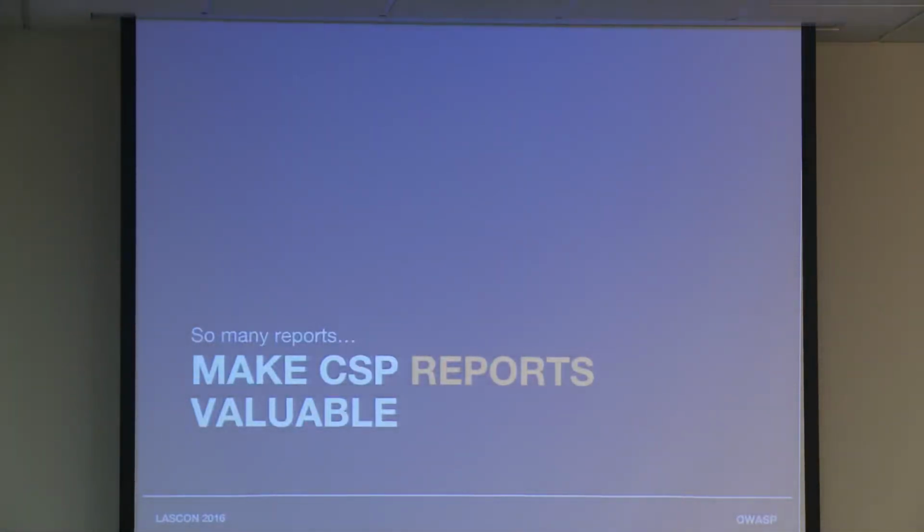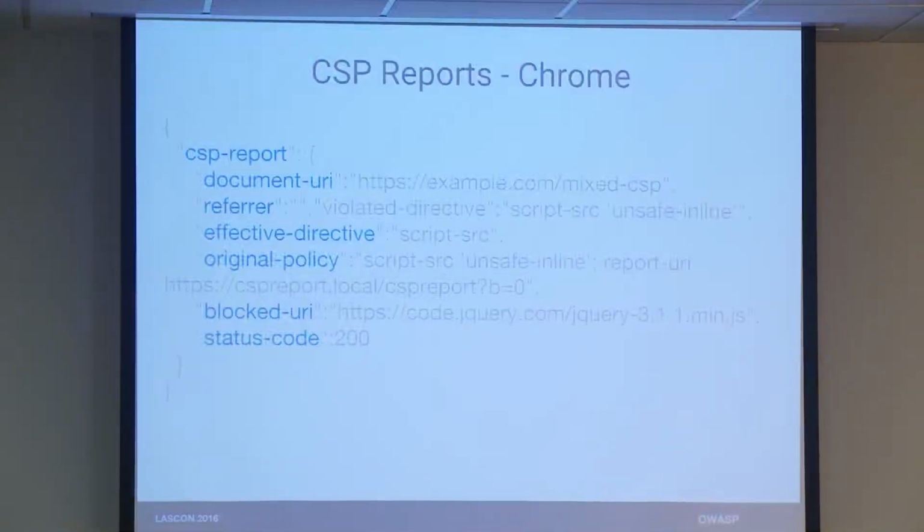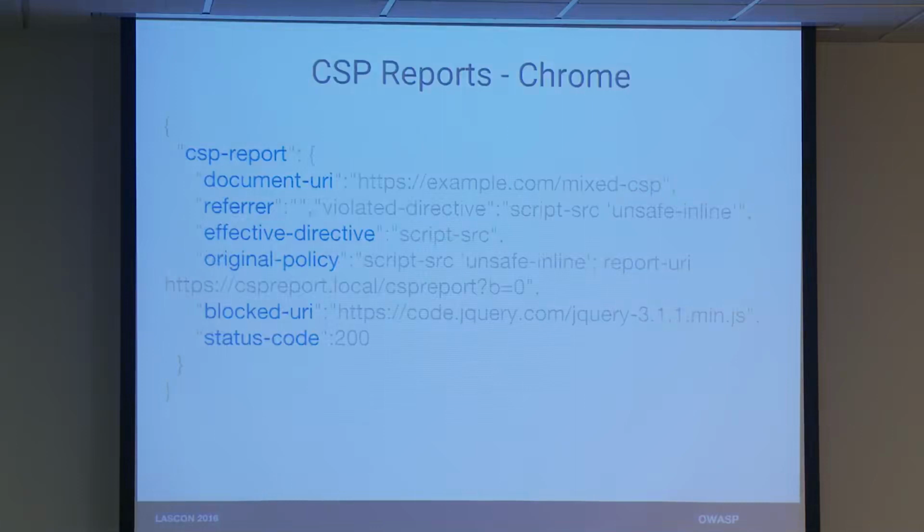So the other thing we can do is we can make CSP reports more valuable. I'm sure most of you are familiar with the CSP report. It gives you some limited information. But as we'll see, there's no way of knowing whether one page generated 30 CSP reports or it's one CSP report per page. And if we're in the application server or even in Nginx, we can make some changes that may be able to help that.